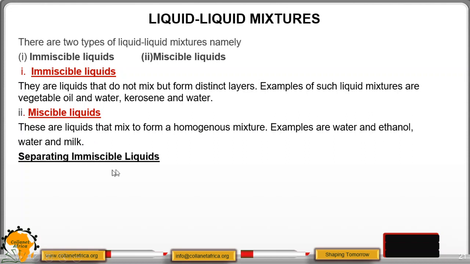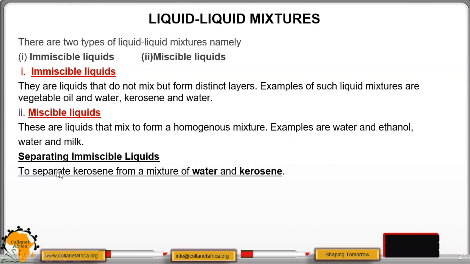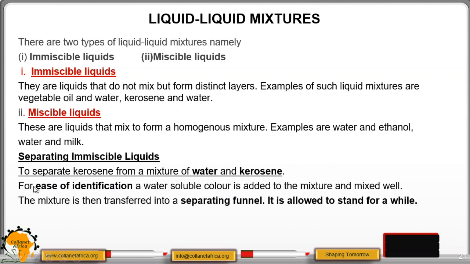Separating immiscible liquids. To separate kerosene from a mixture of water and kerosene, sometimes called paraffin. For ease of identification, a water-soluble color is added to the mixture and mixed well. The mixture is then transferred into a separating funnel. It is allowed to stand for a while.